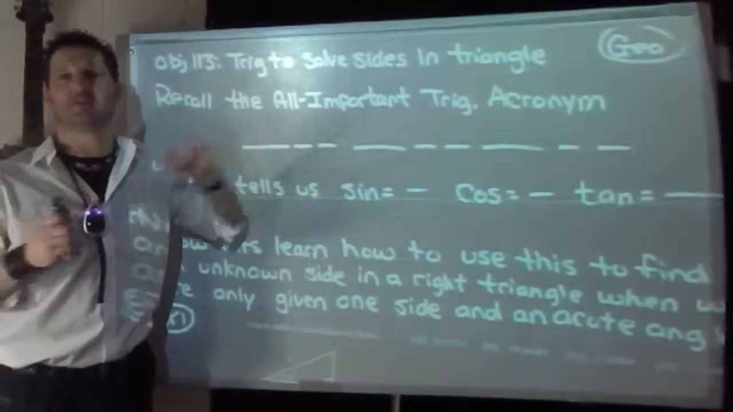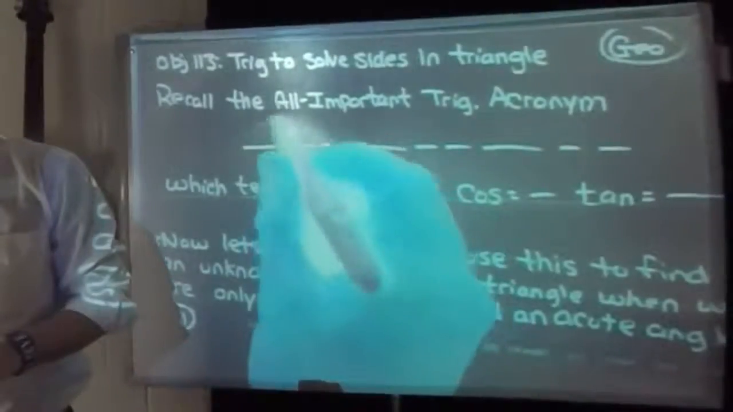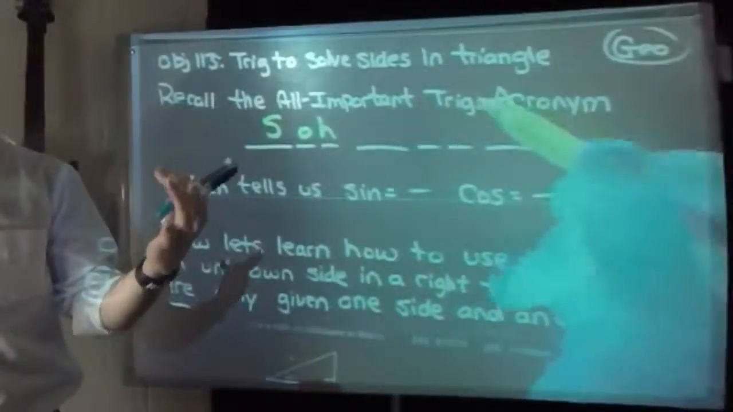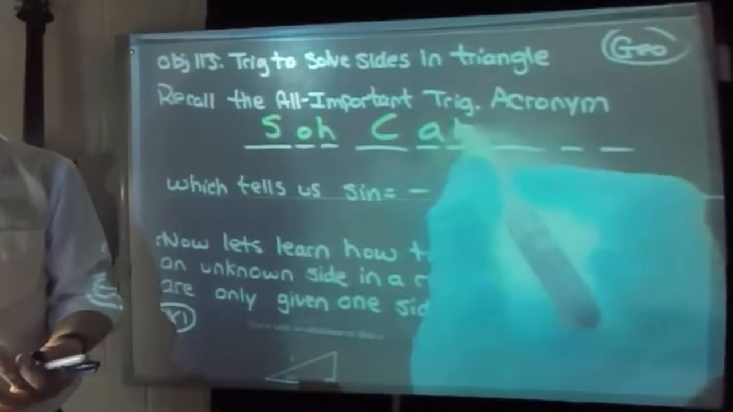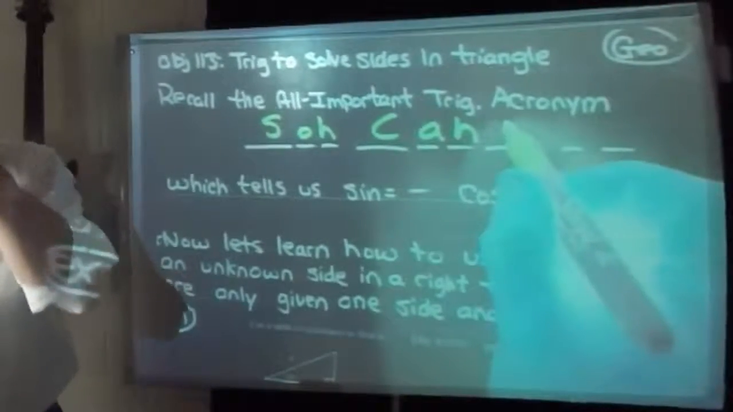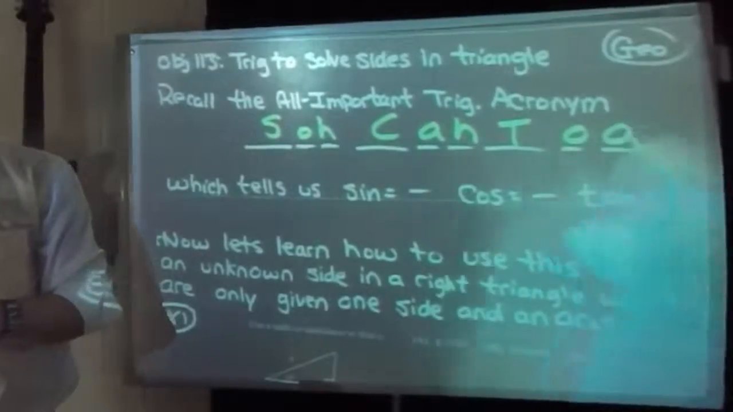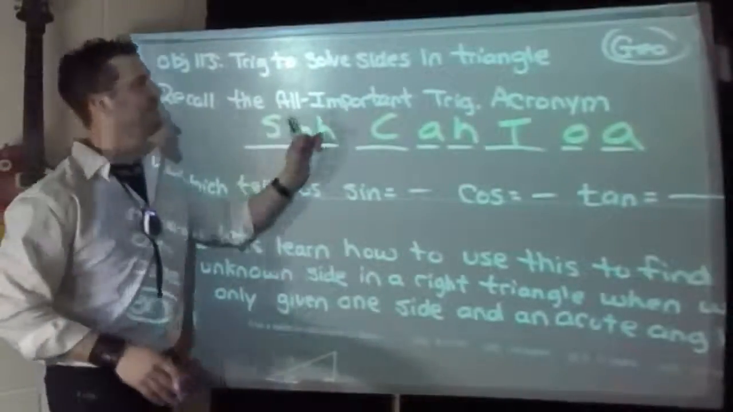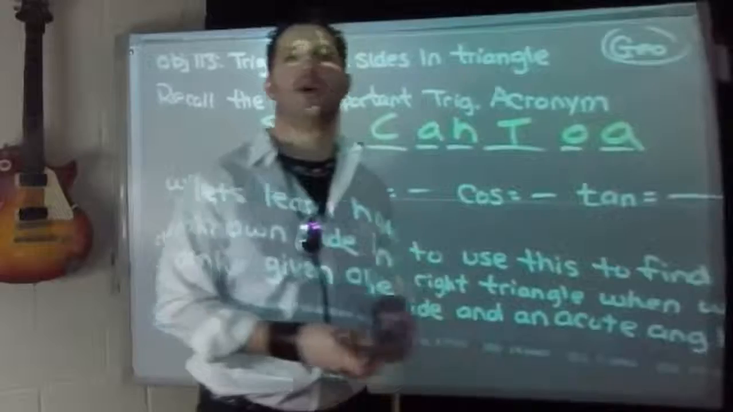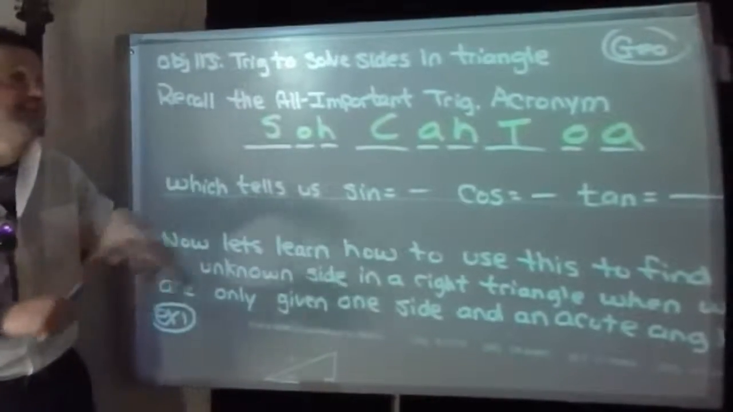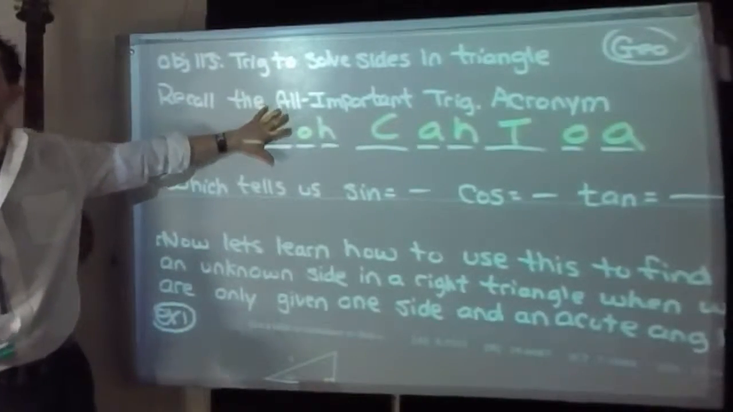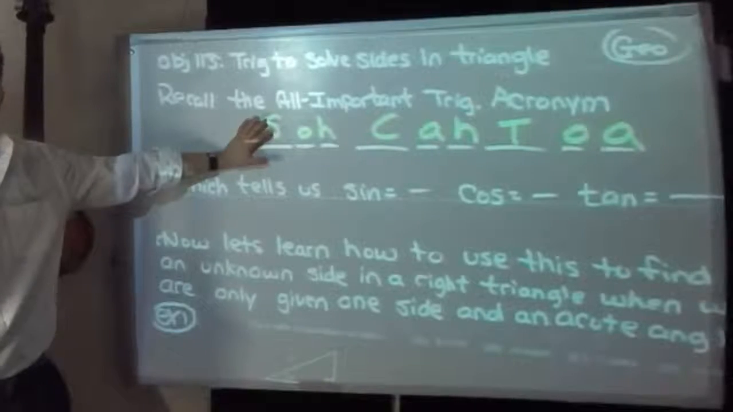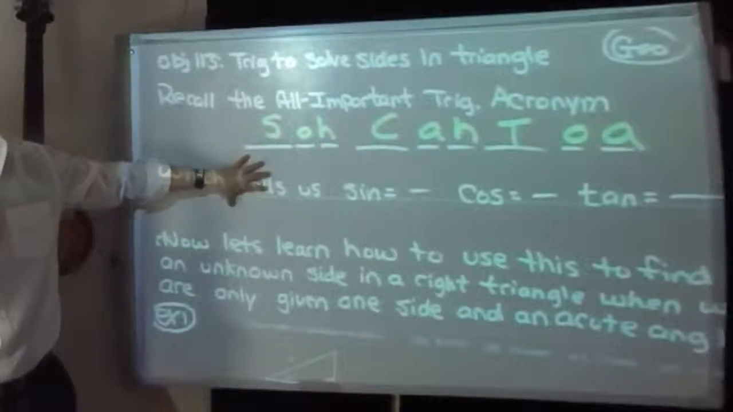S-O-H. Okay, that's the first part. S-O-H, C-A-H. That's good. We slept and we came back and we still remember. T-O-A. Yeah, there we go. The order, the whole thing matters. S-O-H, C-A-H, T-O-A. Like we said, this is going to cover you on 40% of the EOI, and we're learning how to use it today.